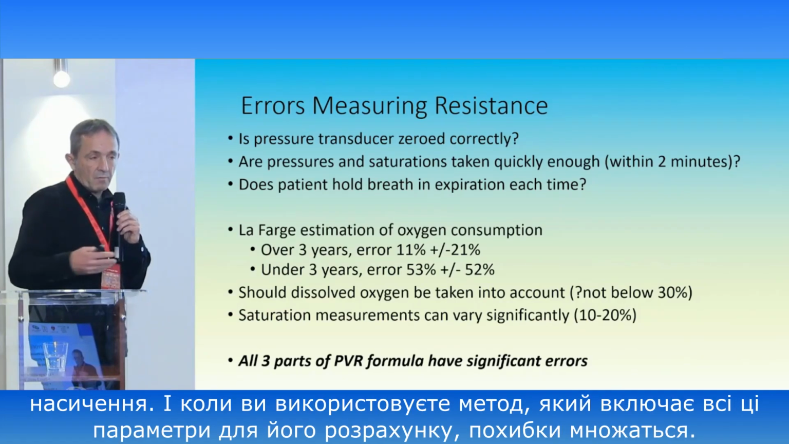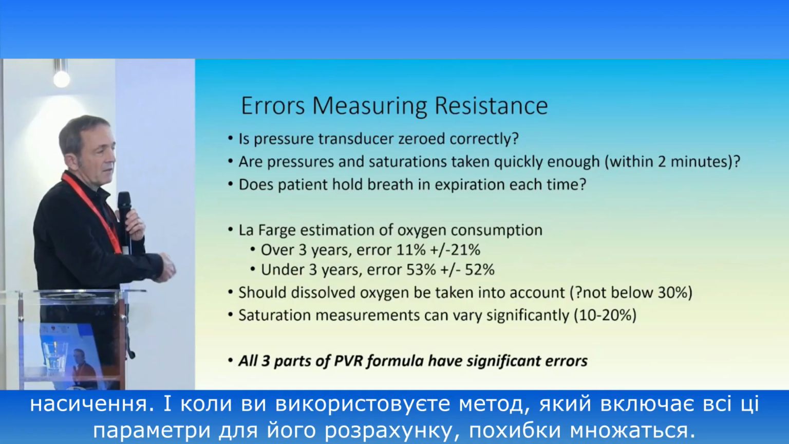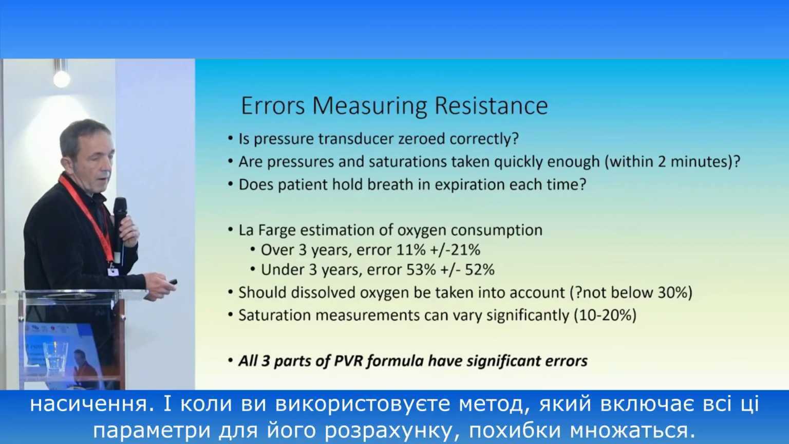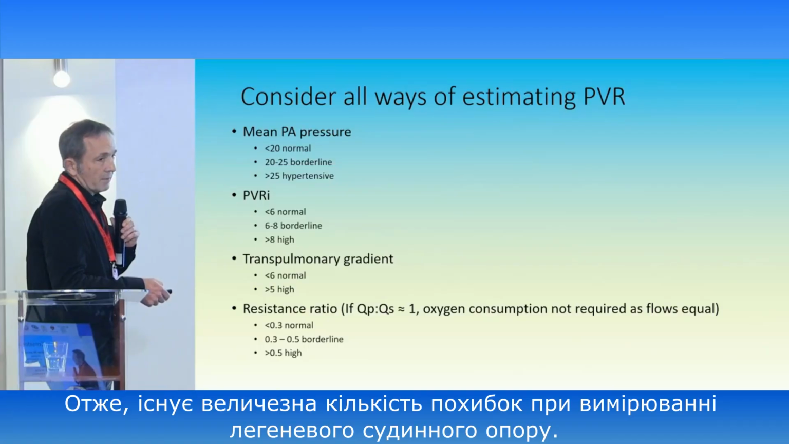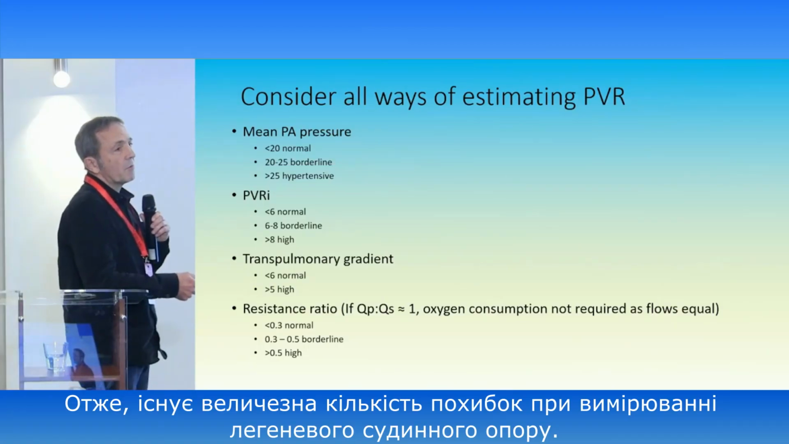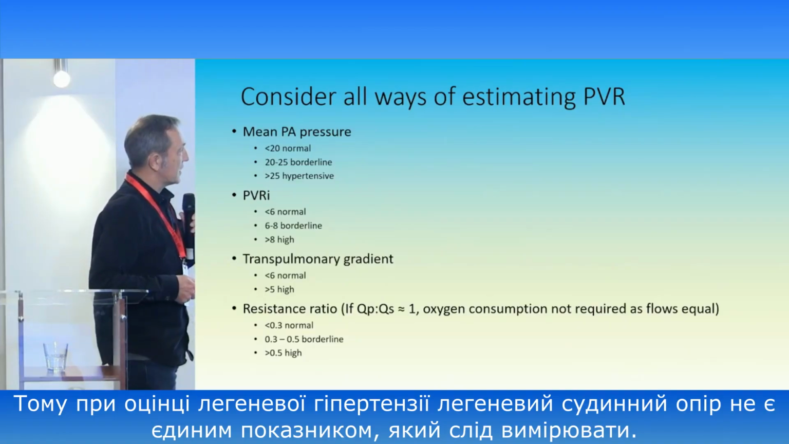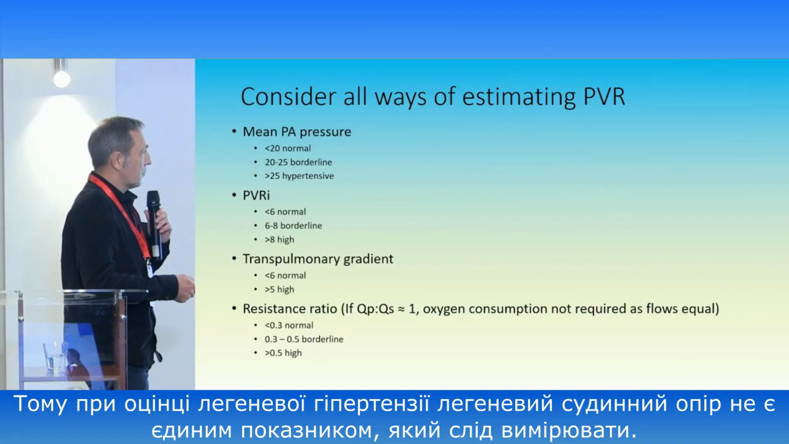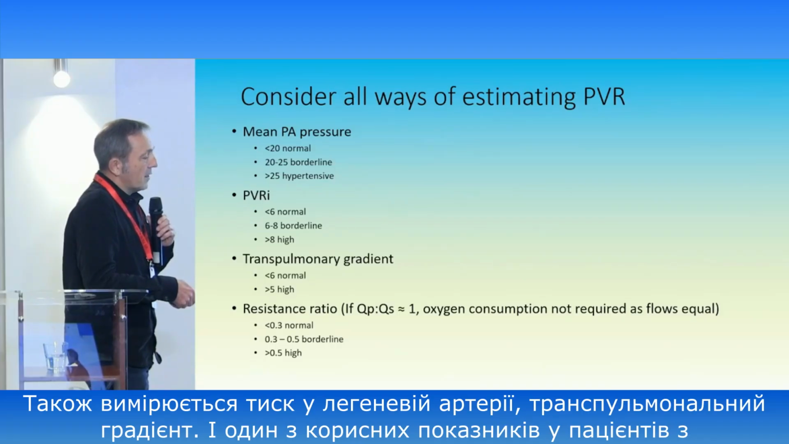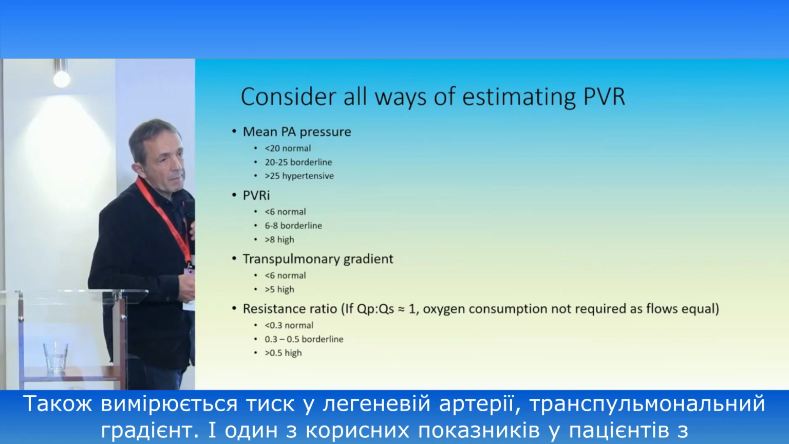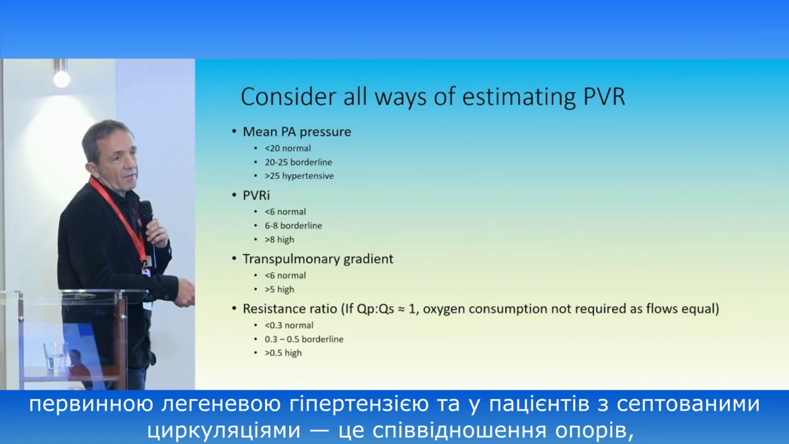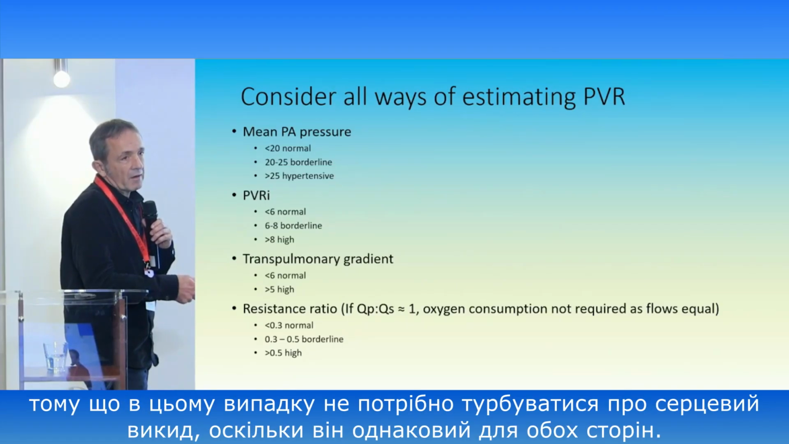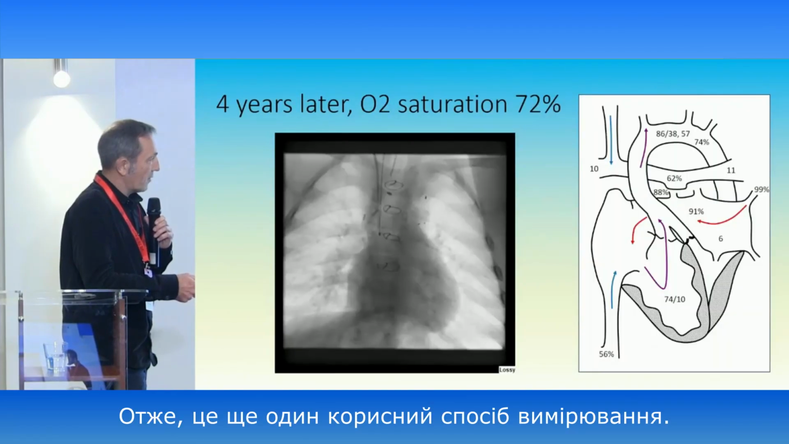But when you use a measure that incorporates all of these parameters to generate it, then the errors are multiplied. And so there's a huge number of errors in measuring pulmonary vascular resistance. So when you're assessing pulmonary hypertension, pulmonary vascular resistance isn't the only thing you should measure. You also measure pulmonary artery pressure, transpulmonary gradient. And one thing that is useful in patients with primary pulmonary hypertension or patients with septated circulations is the resistance ratio. And that's because you then don't need to worry about cardiac output because it's the same for both sides. And so that's another useful way of measuring.